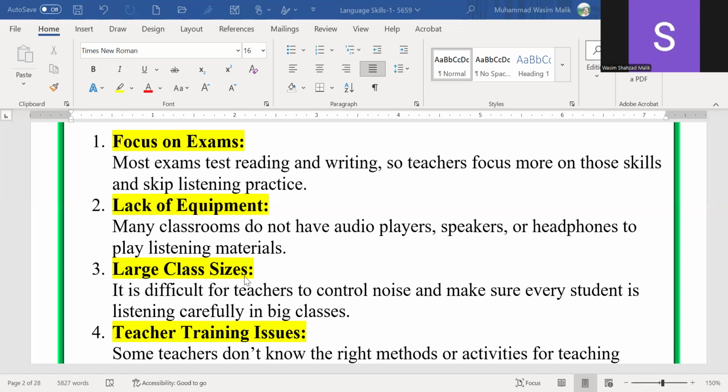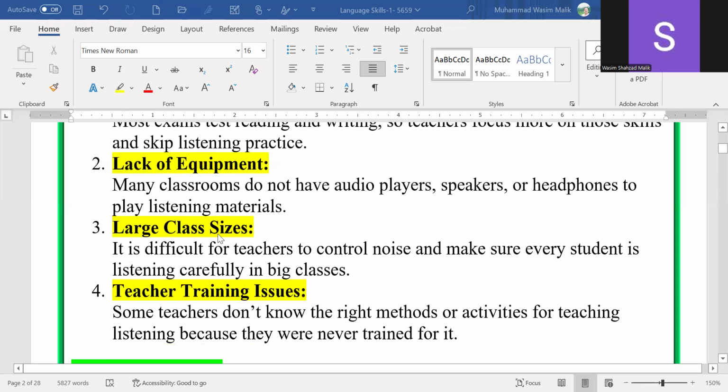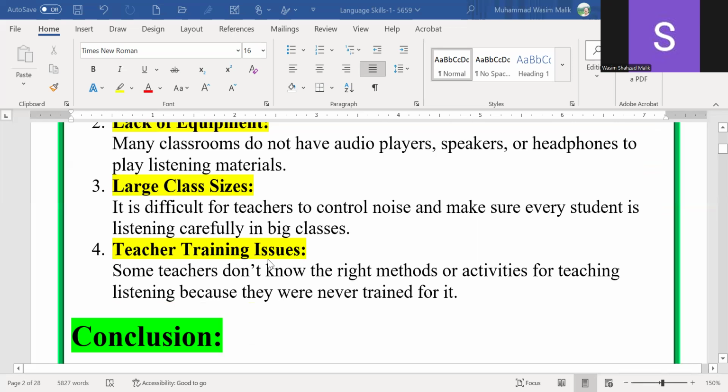Large class sizes: so many students are there, like 40, 50, 60. So it is difficult to give attention to individual students in order to develop listening skills in a proper way. Teacher training issues: teachers are not properly trained. They lack training in the area of pronunciation and in the area of listening. So this is what is happening.